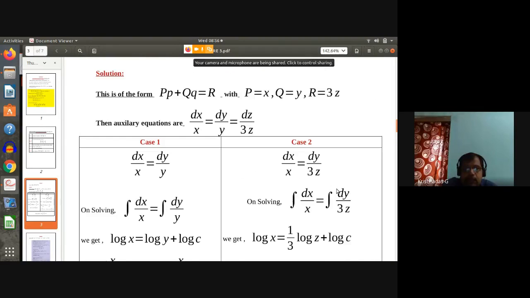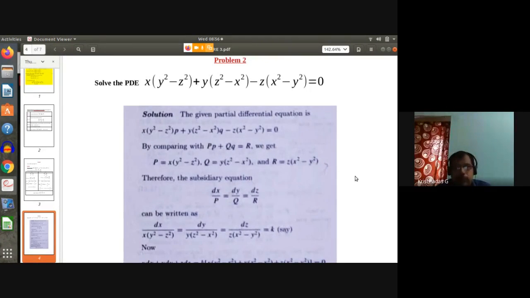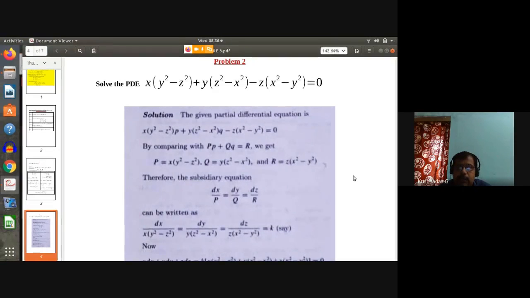I think I covered the first one. Now we look at the second one. Differential equation: x into y square minus z square plus y into z square minus x square minus z into x square minus y square equal to 0. So this is clearly an equation of the form Pp plus Qq equal to R.